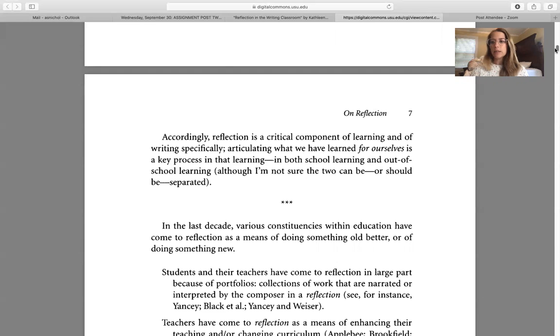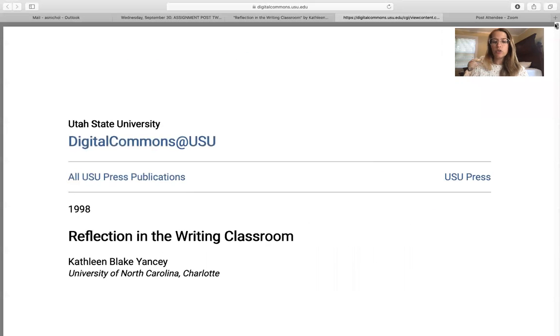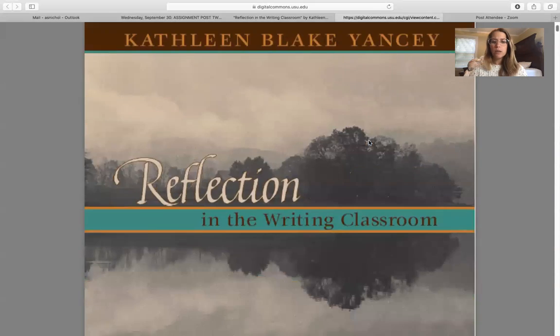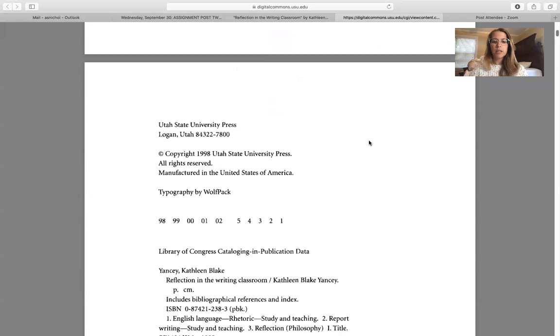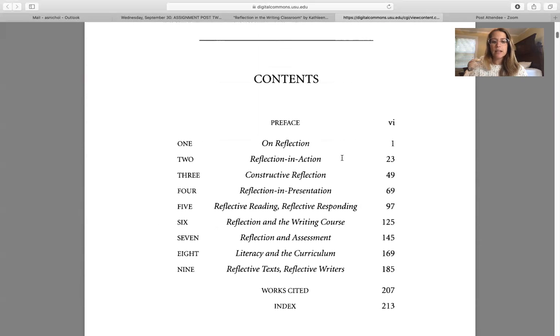So the last thing I'm going to leave you with is so that you can understand where we're going with these reflections. Kathy Yancey breaks down reflection in 3 ways, and she offers us a chapter on each type. So the first she calls reflection in action. You can think of those as your daily writes, okay? That means in action. That day you are doing that daily write.